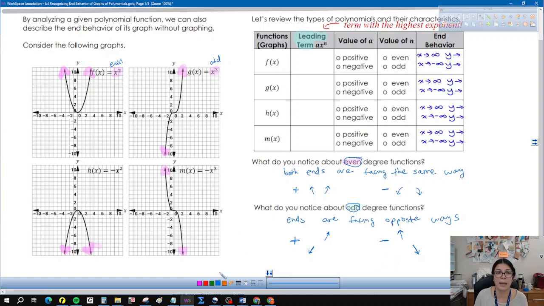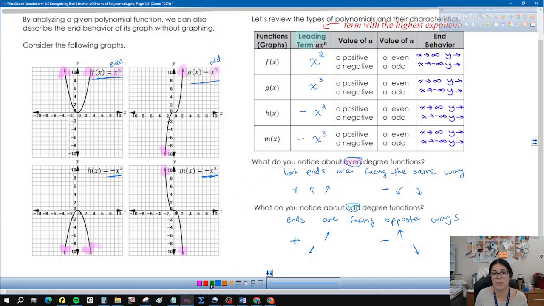So let's go ahead and take a look at the leading term. Notice that, just to make this very clear, f of x was x squared. g of x was x cubed. h of x is negative x squared. And m of x is negative x cubed.